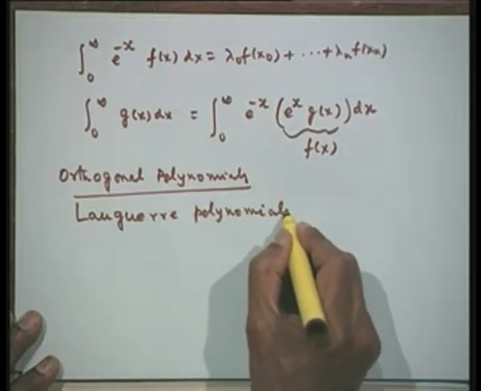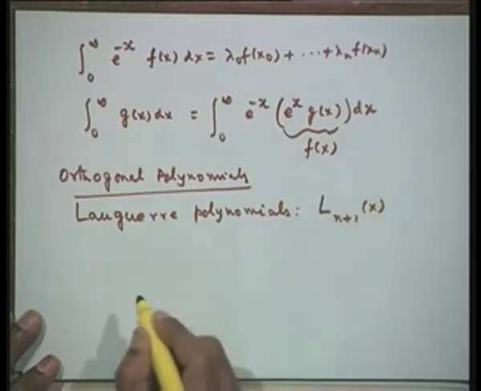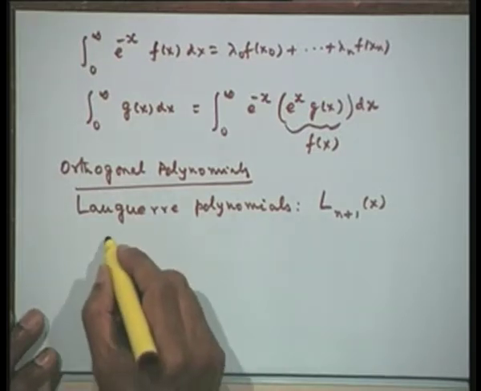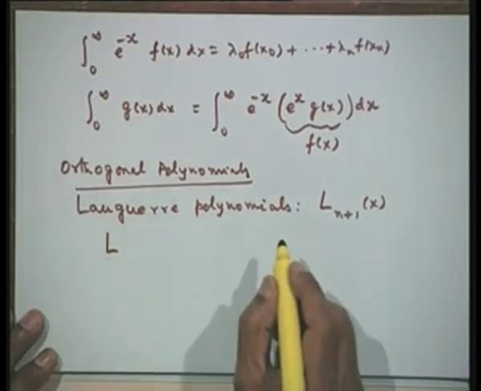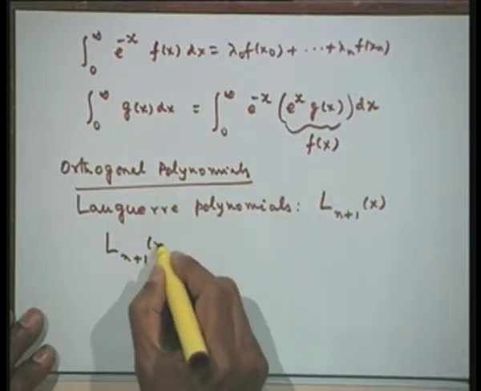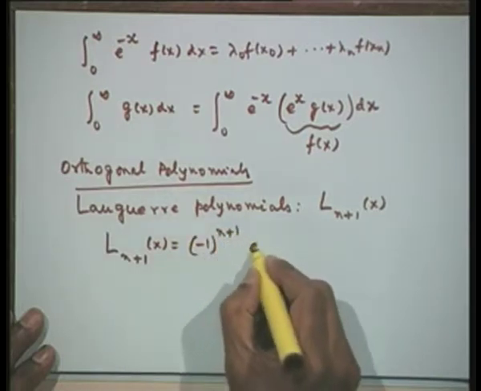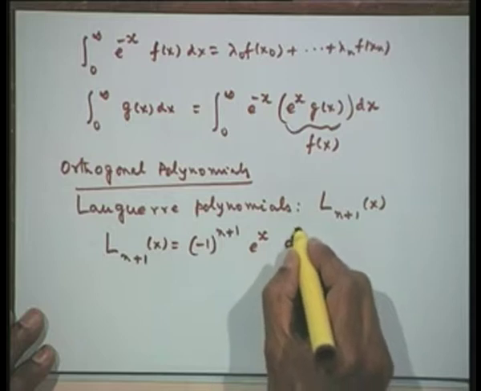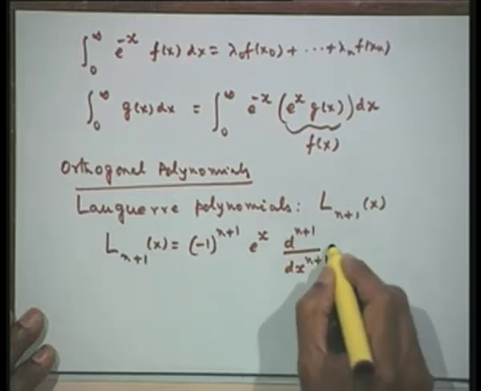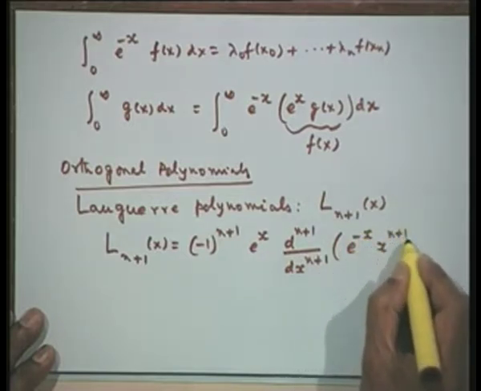They are called the Laguerre polynomials, denoted by L n plus 1 of x. The definition of Laguerre polynomial can also be put in closed form, as we are able to do with Chebyshev polynomials. So, we define it as this: minus 1 to the power of n plus 1, exponential of x, d n plus 1 upon dx n plus 1, of e to the power of minus x, x to the power of n plus 1.